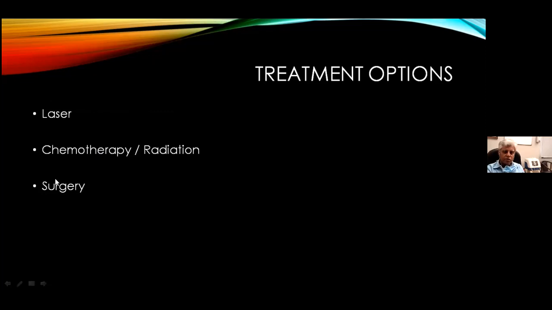Okay. Surgery you do in advanced stages. So remember this first. Early stages, laser or chemotherapy and radiation.